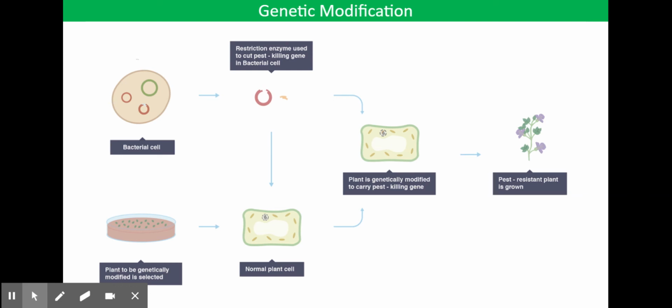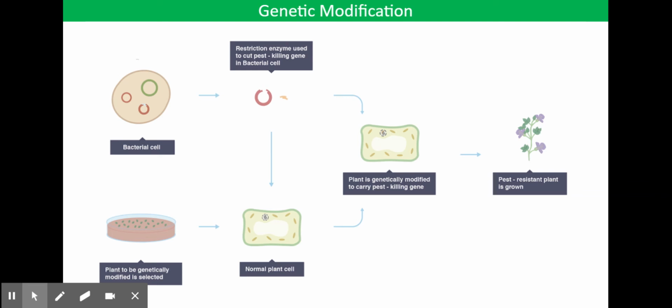Now, again, the process is the same as we've seen before. The same restriction enzyme is used to cut out the gene for pest-killing protein from the bacterial plasmid, and the same restriction enzymes are used to cut open the plant DNA. Now, these cuts that are produced will enable an overlap in the bases that are exposed, which can then be joined together by ligase enzymes.